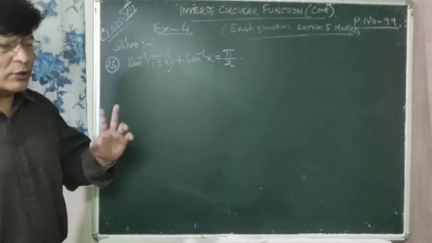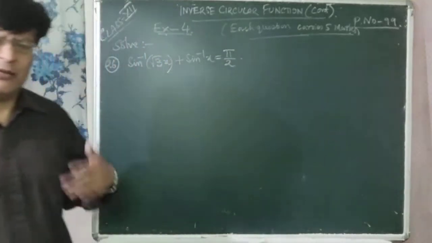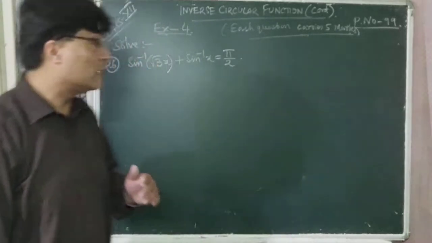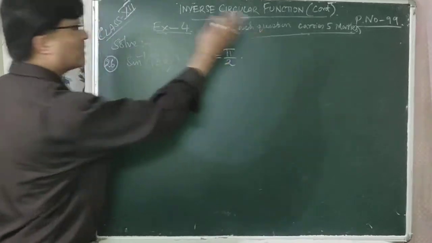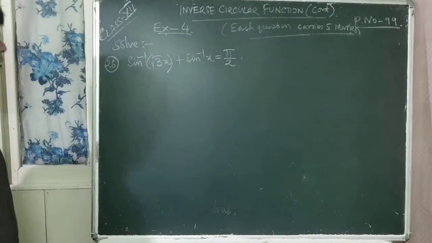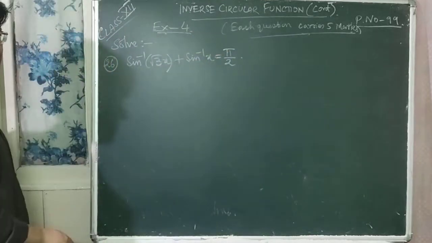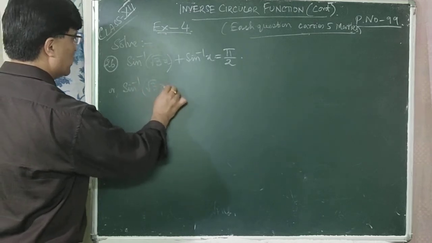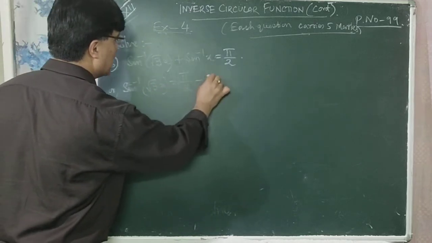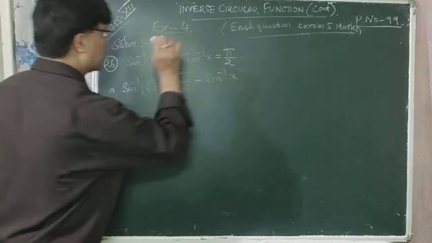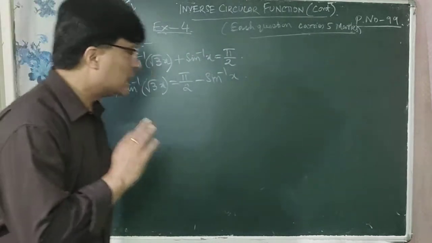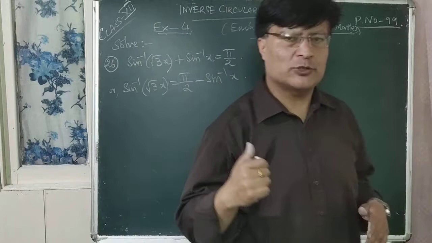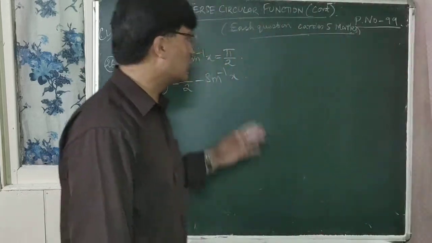So in this case also, don't use the formula of sine inverse x plus sine inverse y. It will be complicated, right? If you use that formula, it will be more difficult for you to simplify, right? So the method is, let us take the sine inverse x to the right hand side. This is the easiest way to solve it, okay? So sine inverse root over 3x is equal to pi by 2 minus sine inverse x, okay? Now let us assume this sine inverse x as theta. If you assume it, then this question will be very simple to solve, okay.